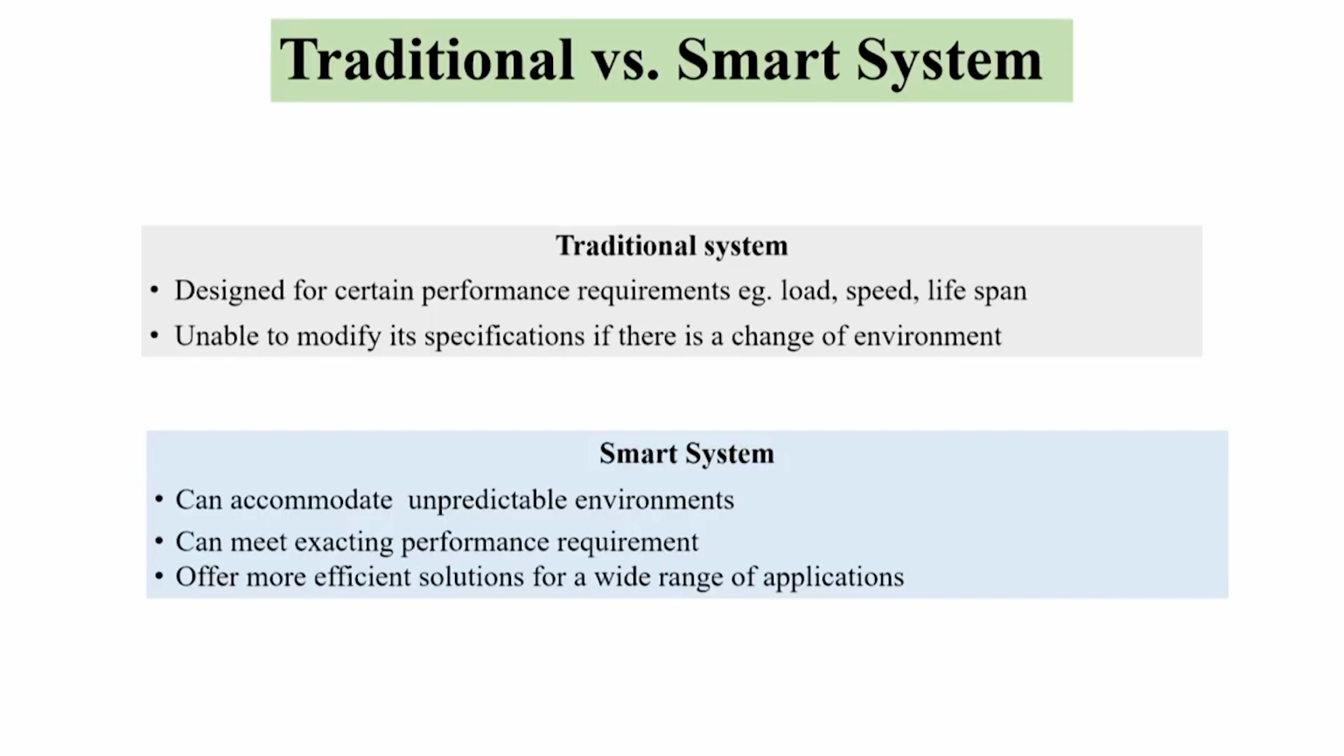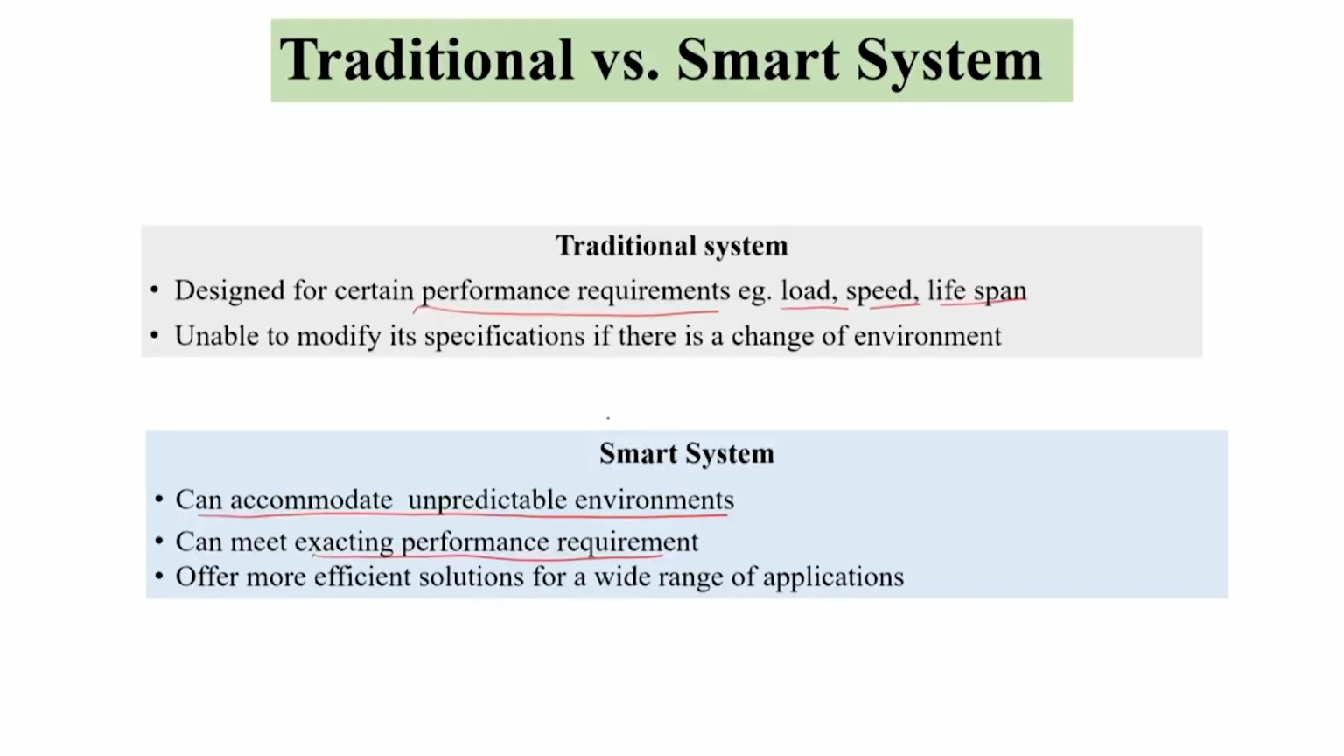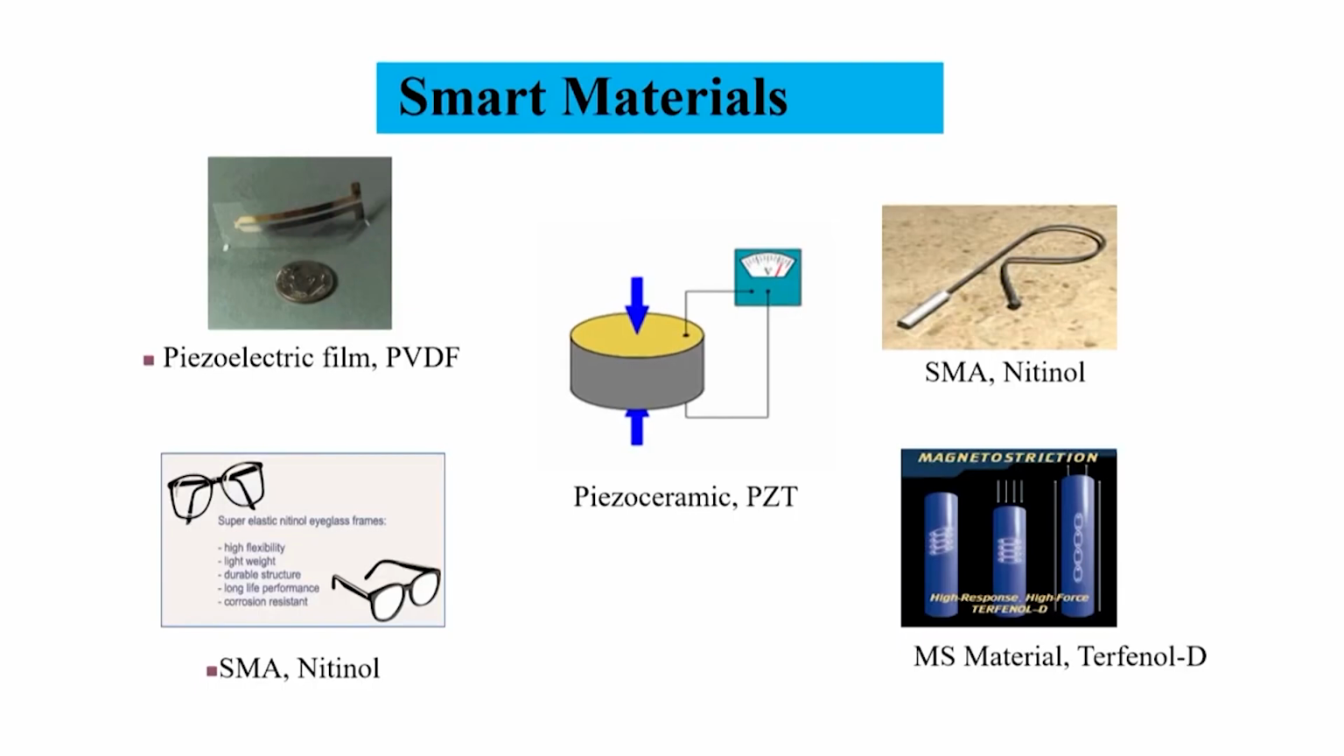So, the traditional sensors that we have talked of are designed for certain performance requirements, like load, speed, lifespan etc. They cannot modify these specifications. Whereas, smart systems can accommodate unpredictable environments and can meet exacting performance requirements. Remember, when I talked about the shift from physical intelligence to embedded intelligence being required to give adaptivity, the maximum adaptivity you can get is with the help of a smart system rather than a traditional sensory system.